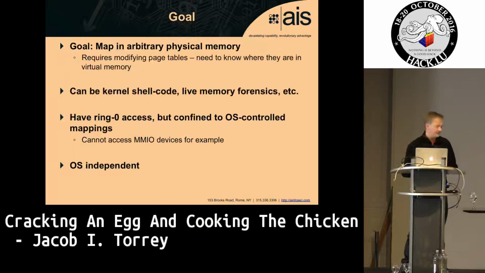So our goal, in essence, is to map in arbitrary physical memory, which requires modifying the page tables, which requires knowing where they are in virtual memory before we can change them. So we could be kernel shellcode, we could be live memory forensics, etc. So in this first scenario, we have ring 0 control, but we don't necessarily have control over the operating system. And we want to do this in an OS-independent way because architectural hacks are far more fun because you can't really patch the architecture.